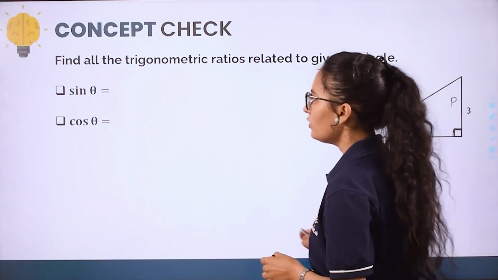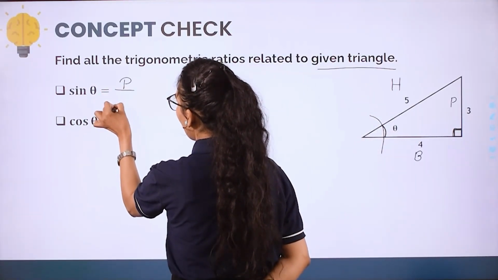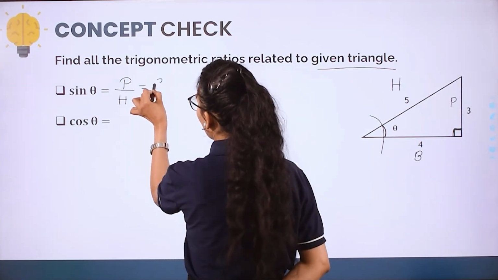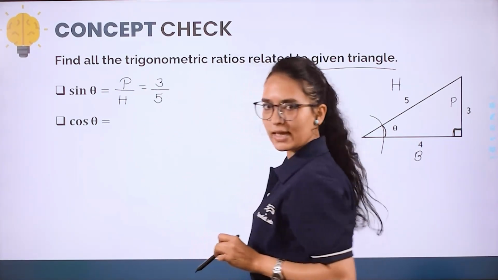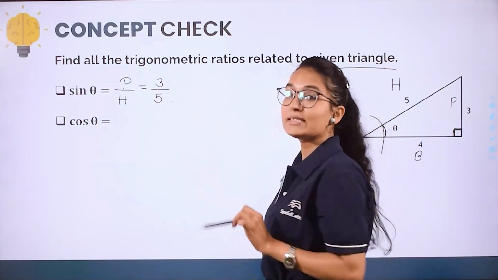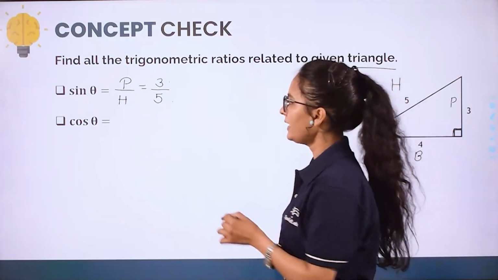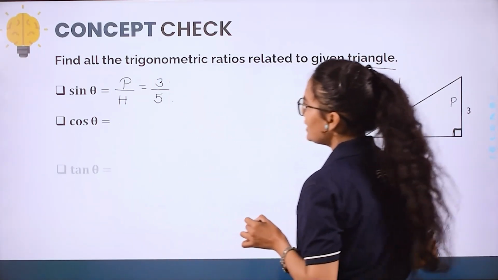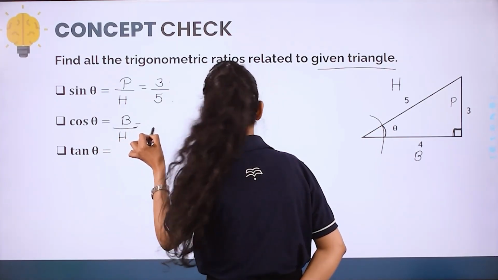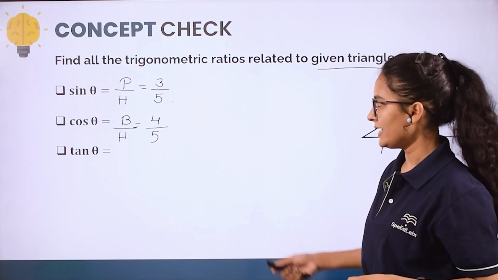So sine theta value, we know that very well, that is P by H. So here we can write 3 by 5. I told you, hypotenuse is the longest side in a right angle triangle. So these values will always be less than 1. See, 3 by 5, it's a proper fraction, less than 1. Cos theta, we know the definition, that is B by H. What is B here? 4 by 5. See, here also 4 by 5, proper fraction, less than 1.